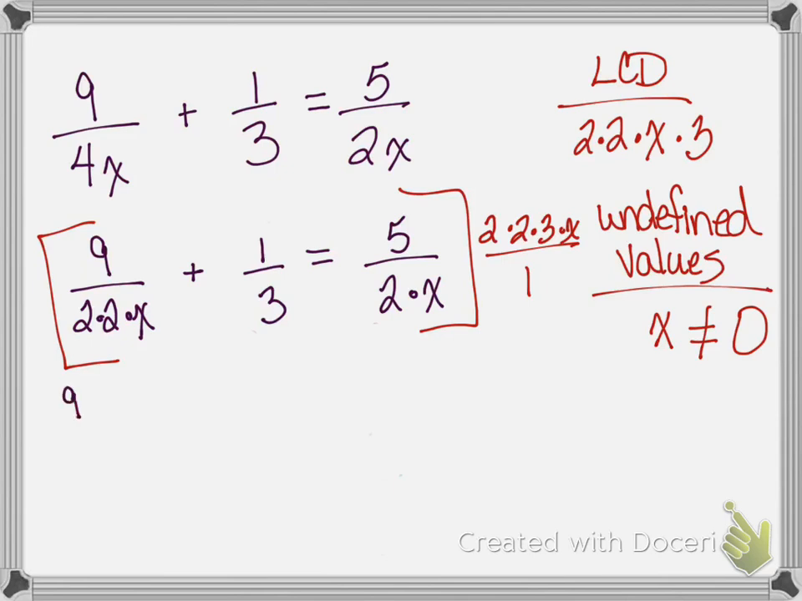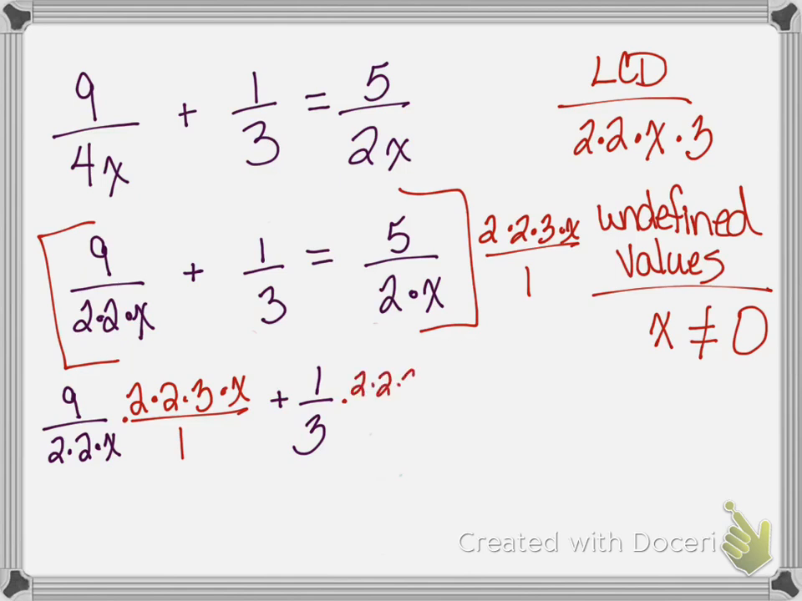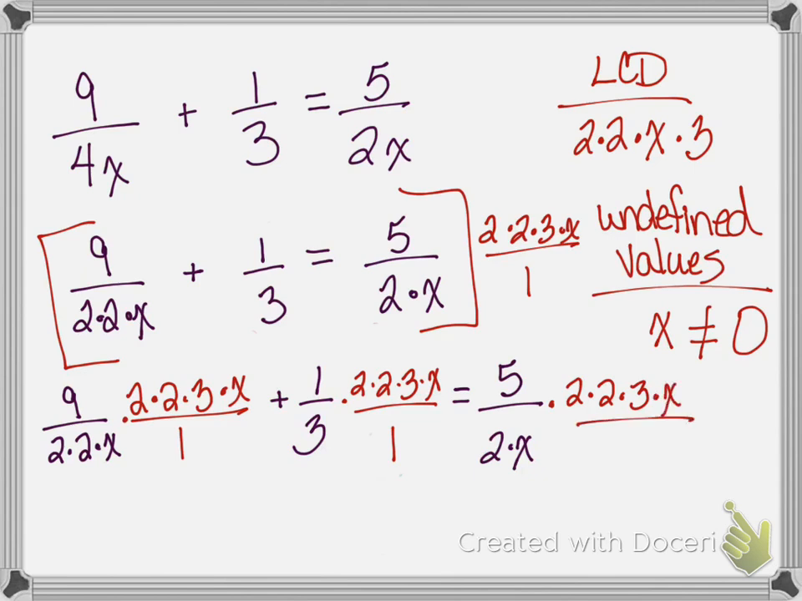So I have 9 over 2 times x. That's going to be multiplied by 2 times 2 times 3 times x over 1. Then I have plus 1/3 times 2 times 2 times 3 times x over 1 equals 5 over 2 times x, 2 times 2 times 3 times x over 1.